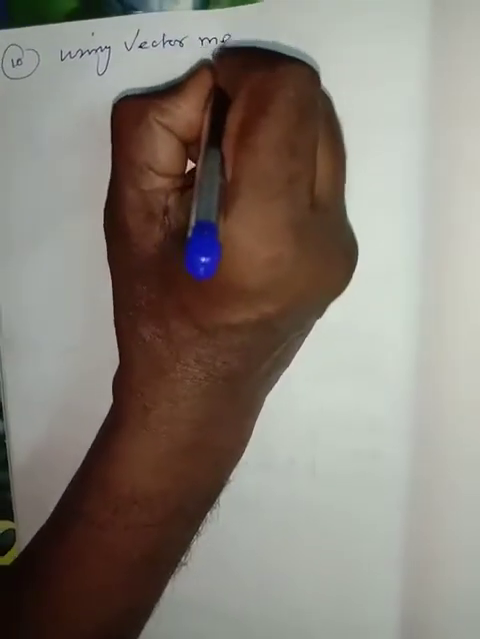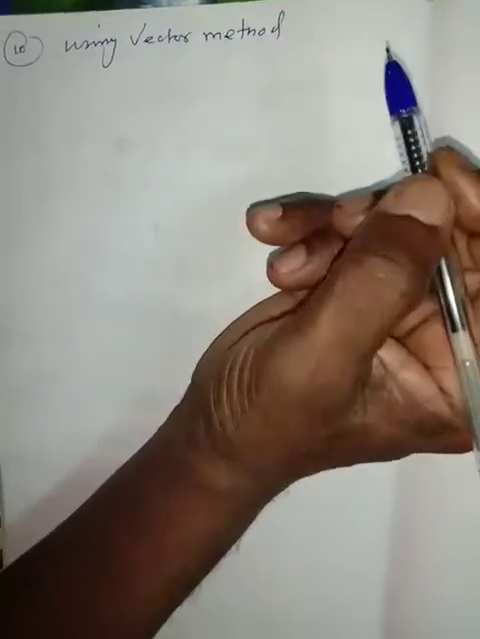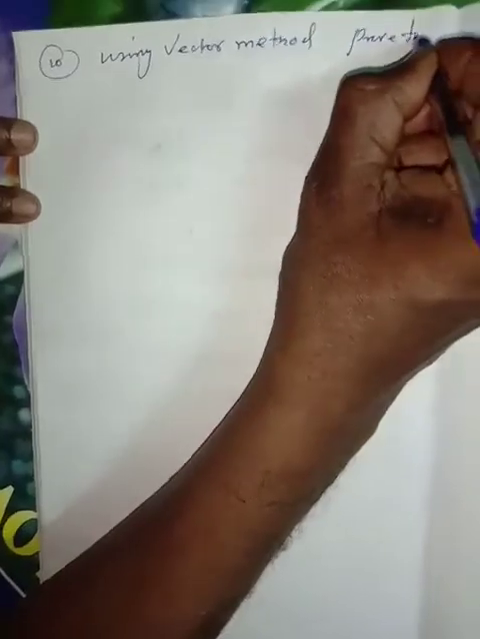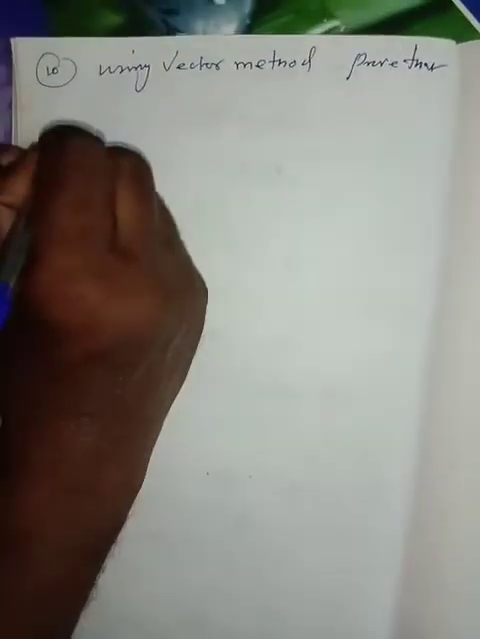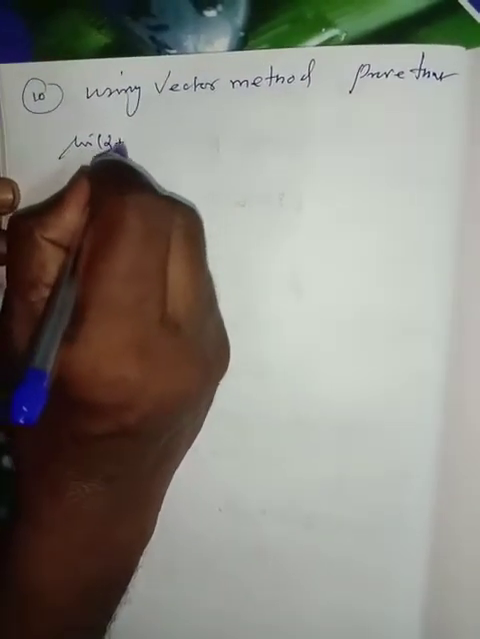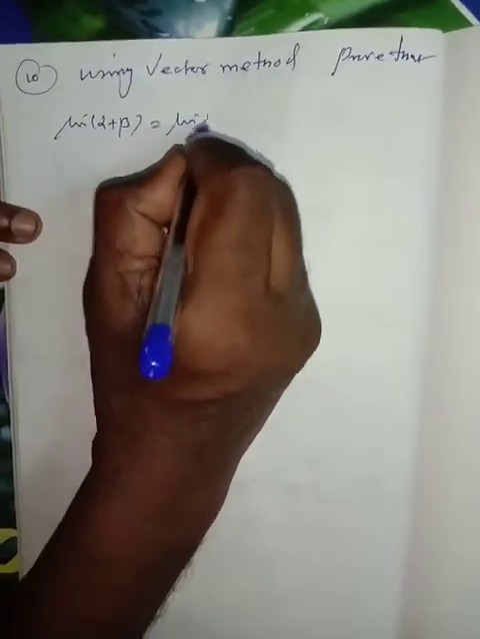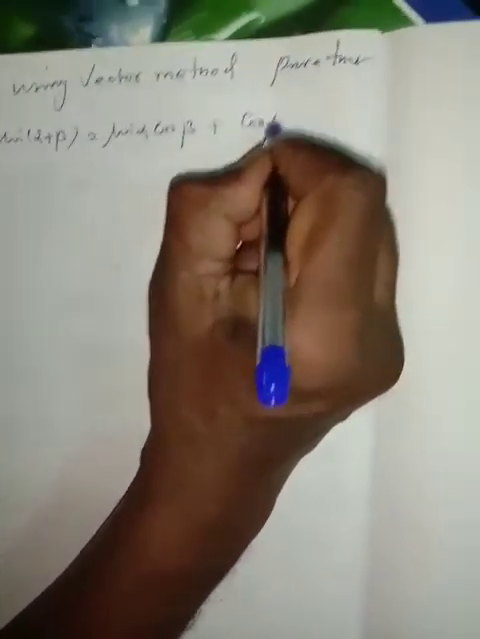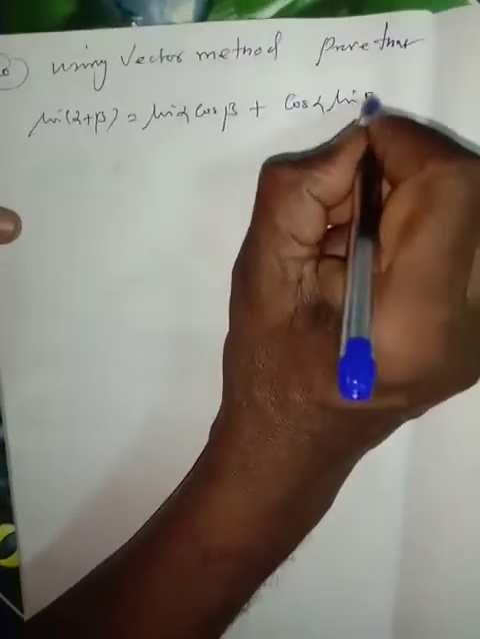Using vector method, prove that sin of alpha plus beta is equal to sin alpha cos beta plus cos alpha sin beta.